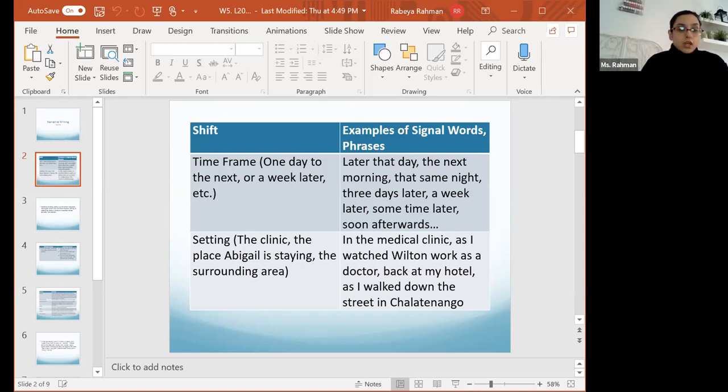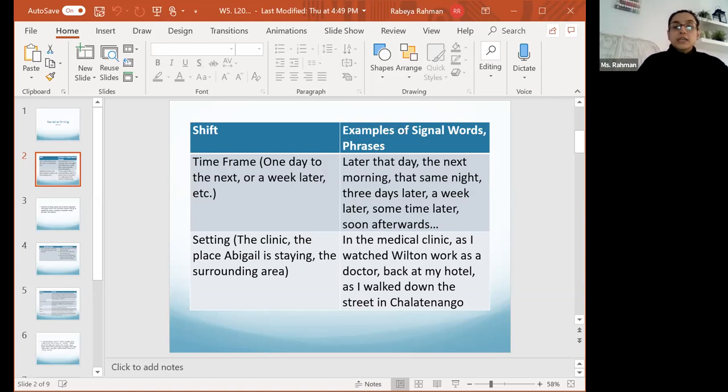So as I was saying, there's two types of shifts. You have time frame and you have setting, okay? So time frame is if you're talking about something that has happened one day to the next or a week later, etc., right? 3 years later, 4 years later, the next day, right? So examples of signal words and phrases are later that day, the next morning, the same night, 3 days later, a week later, sometime later, soon afterwards.